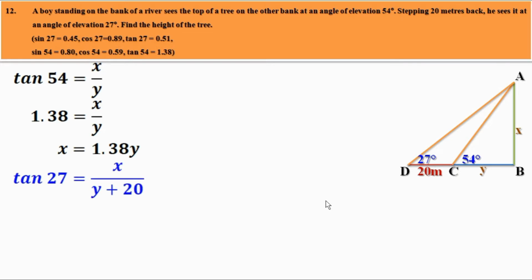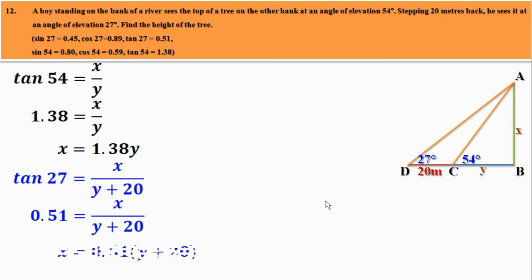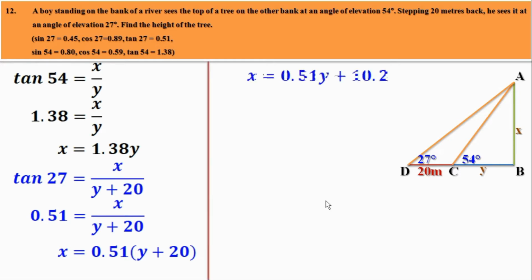And the value of tan 27 equal to 0.51. Replacing we can write 0.51 equal to x by y plus 20. Or x equal to 0.51 into y plus 20. Multiplying we will get x equal to 0.51y plus 0.51 into 20, that is equal to 10.2.